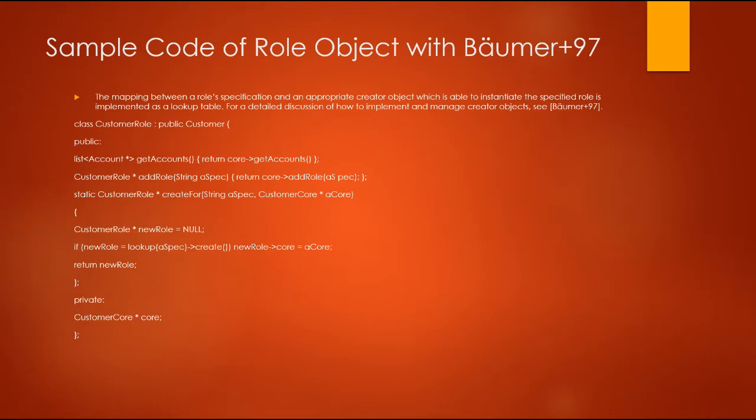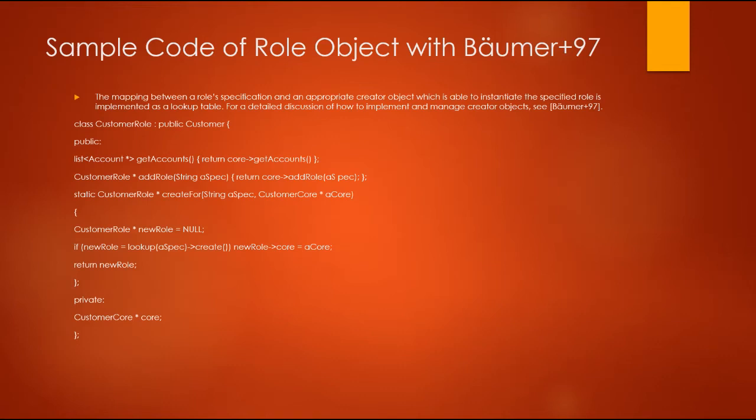So here the class CustomerRole is assigned with the public Customer, and on the public you have the dynamic linked list that's been assigned, LinkAccount. Then there's a getAccounts, which returns core's getAccounts. Then right under it, you've got CustomerRole's addRole. The parameter of addRole is a string aSpec. Then it returns core's addRole. Then the rest goes on, where each one returns its own variable to its own core.